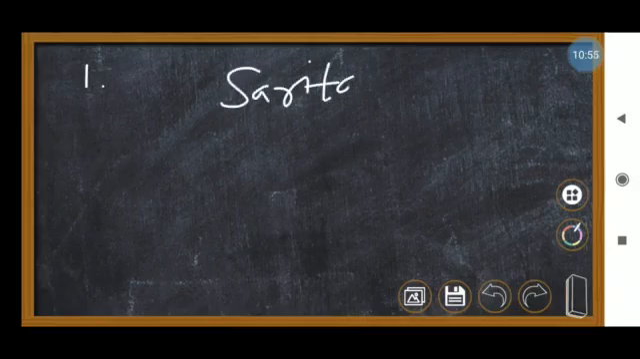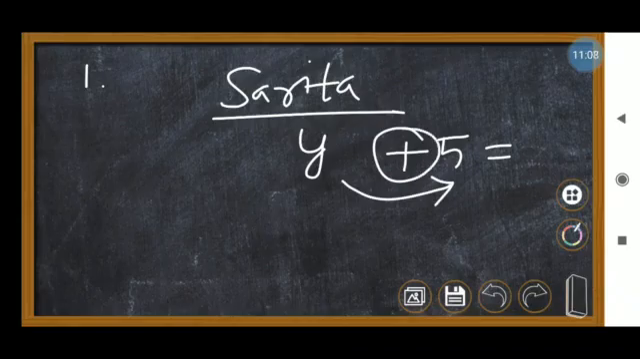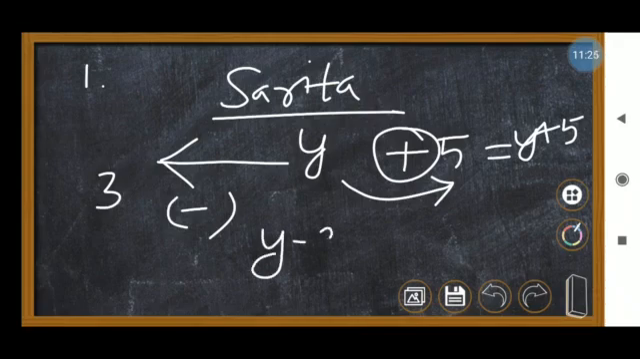So Sarita's present age should be y years. What is her age 5 years from now? 5 years from now means we have to add plus 5, so y plus 5. And what was her age 3 years back? 3 years back means we have to subtract, so that means minus: y minus 3.